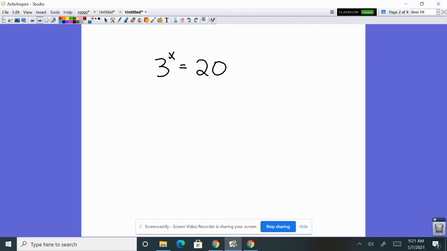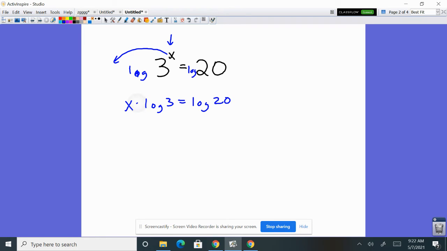Here is how we finally learn how, when you have an unknown in the exponent, you've got to figure out the exponent. What you do is you take the log of both sides. Now, when I take the log, this exponent actually moves down to the front. So we have the exponent out front times the log of 3, which is just some number the calculator knows, equals the log of 20.